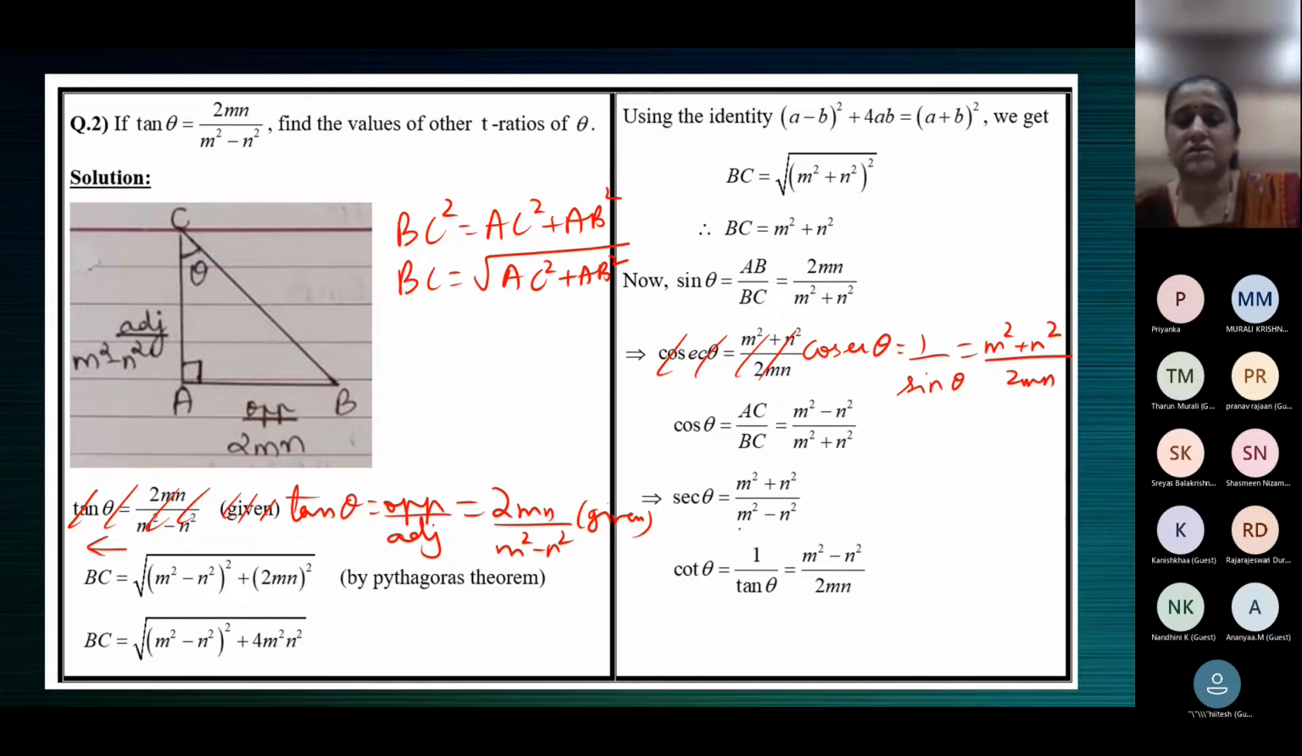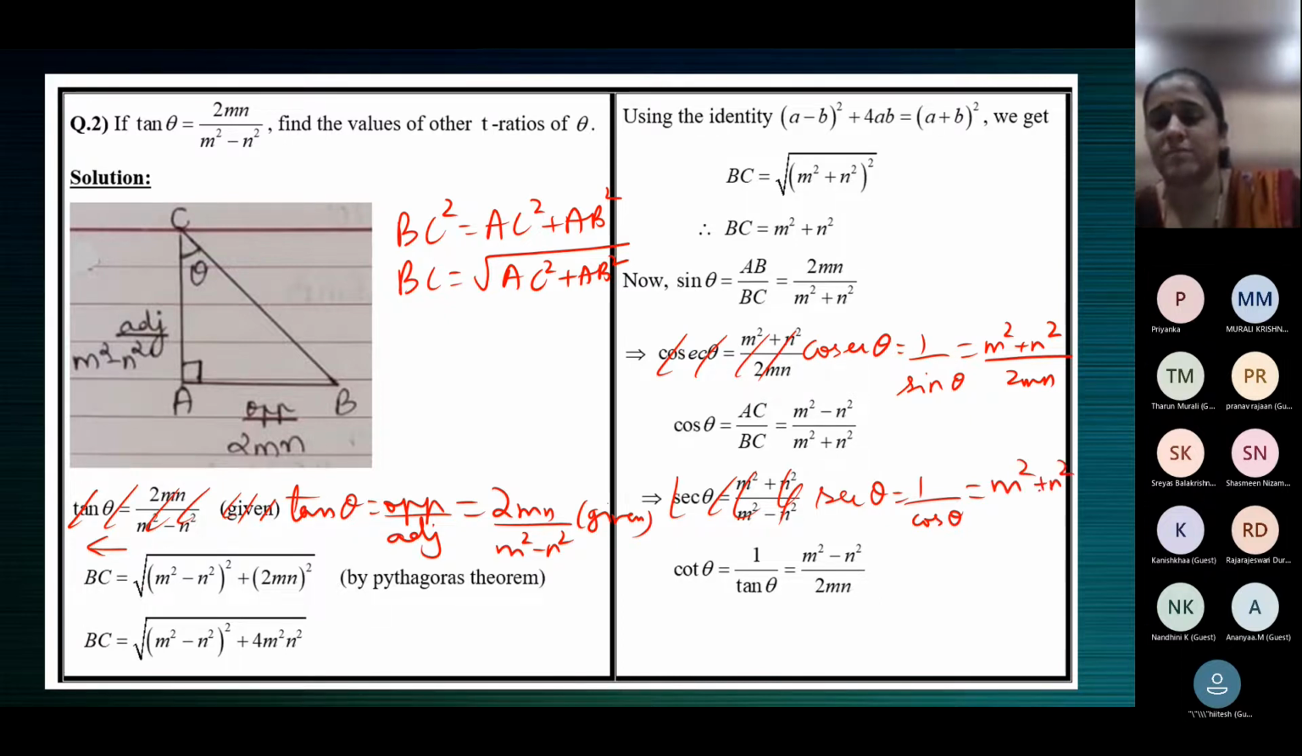Then secant theta, here also just write secant theta is equal to 1 by cos theta. That is the reciprocal of cos theta. And the reciprocal of cos theta is m square plus n square by m square minus n square. Please write it like this.